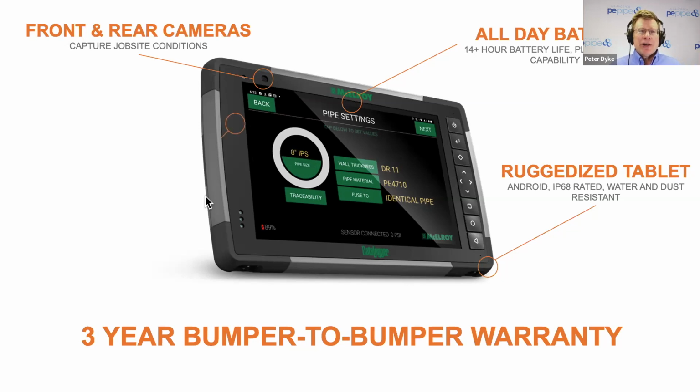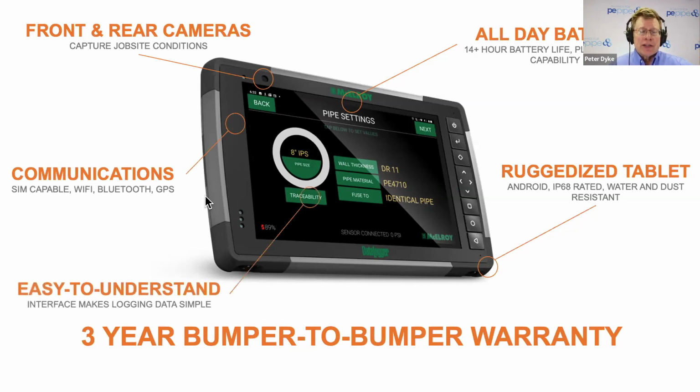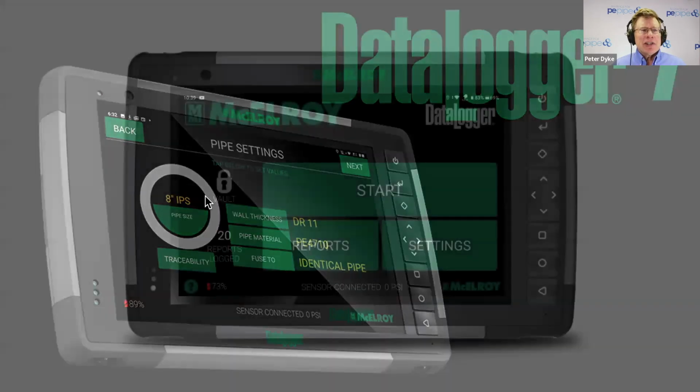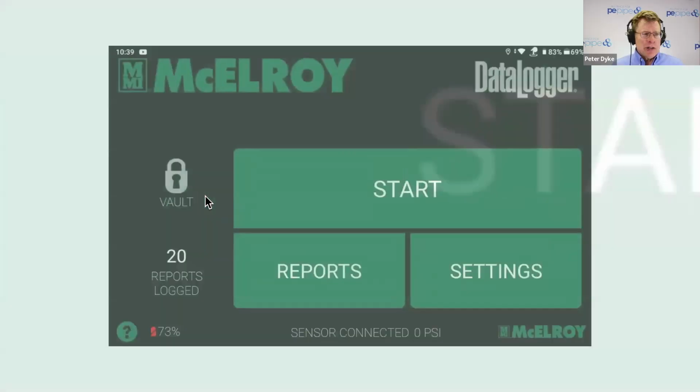It's got front and rear cameras, and cameras are an important part of what that operator's doing. And it's 5G and Wi-Fi capable. So that engineer, if he didn't get out on the job site that day, contractor says, hey, I want to put these joints in the ground. That engineer that's responsible can be 300 miles away, go online and check those data logged joints to make sure that they are okay. So here's what this looks like at the start of your workday.